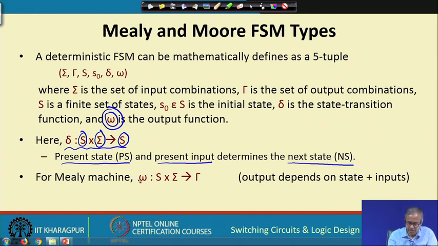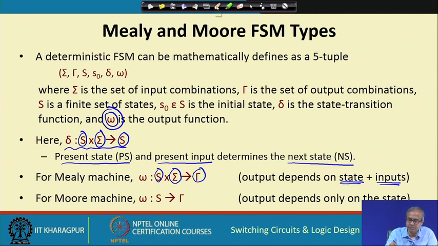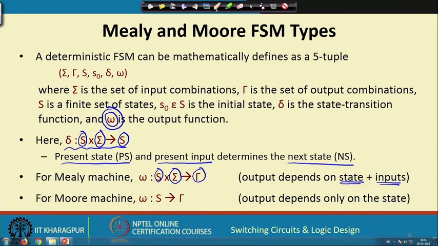For a Mealy machine, the output depends on the present state and also on the present inputs. That means, the output gamma depends on S as well as on the input alphabet. But a Moore machine, you can say, is a subset of a Mealy machine. In a Moore machine, the output depends only on the present state, it does not depend on the input. So, the output is determined only by the present state. There are many systems where the output being generated is not determined by what input you are applying, rather by which state you are in.